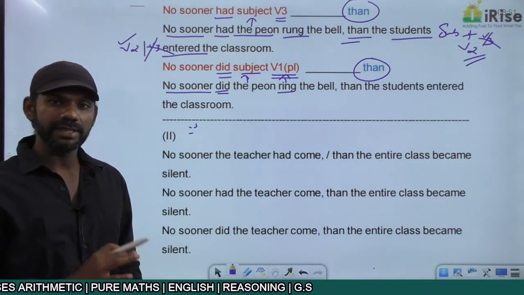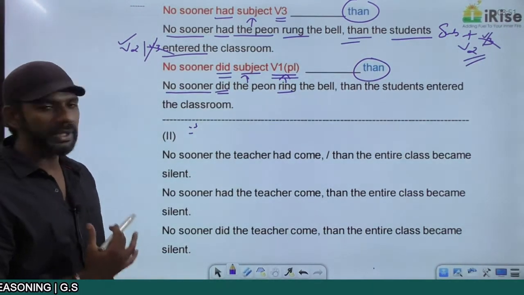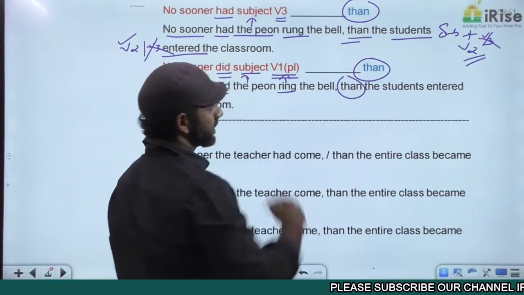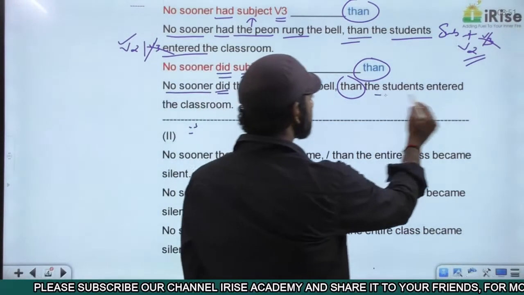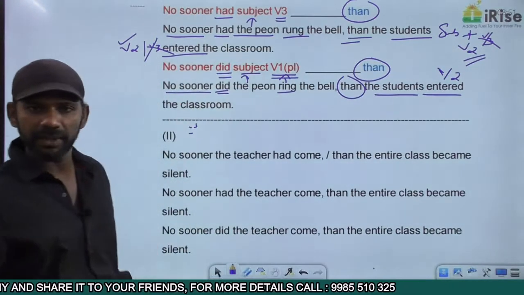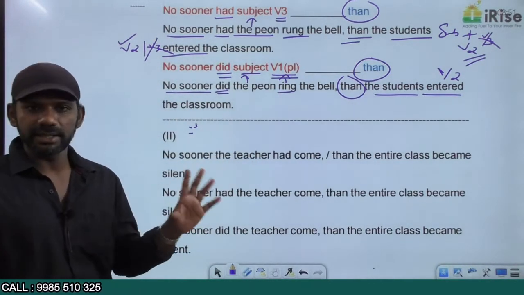V1 plural because no S, no ES, no IS. So no sooner did the peon ring the bell is no sooner did subject V1 plural followed by than. Yes. Then the students entered the classroom. The students is the subject here. Entered is V2. As I said, there's nothing like subject plus V3. It's subject plus V2. So no sooner did the peon ring the bell than the students entered the classroom.